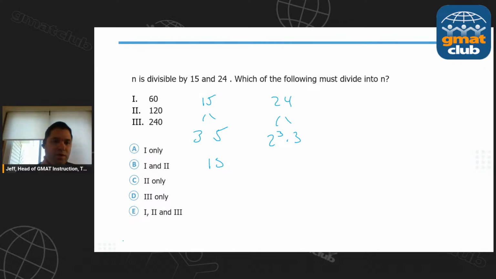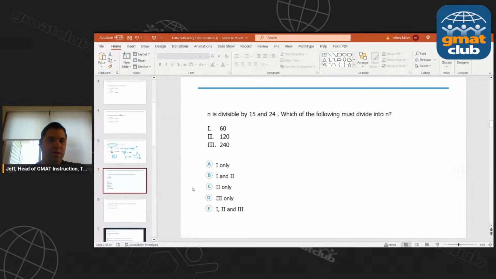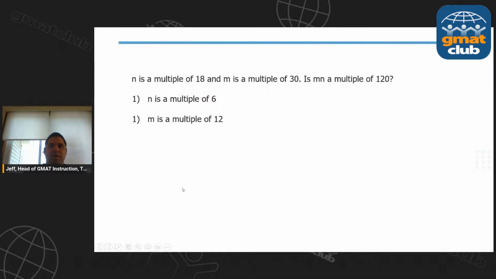So again, what we talked about here, take the biggest version of each. So that's 3 by 5 by 2 to the 3, which gives you 120. And of course, 120 and 60 must divide into 120, while 240 does not have to. All right, so let's get into this final question here. Give you guys a minute, talk about it, and we can go from there.